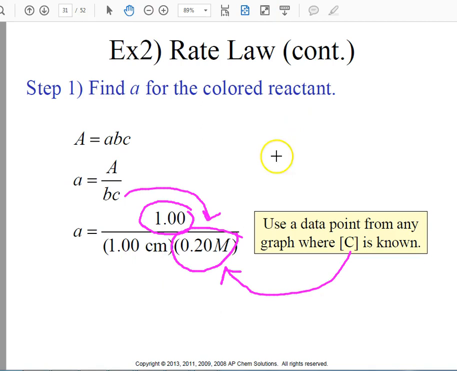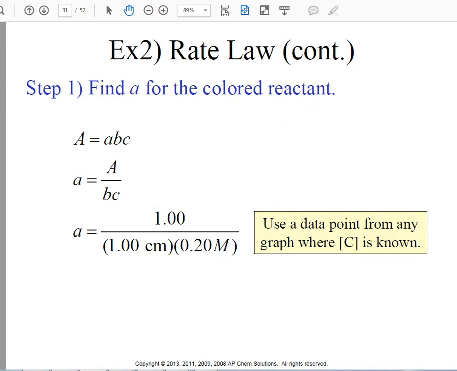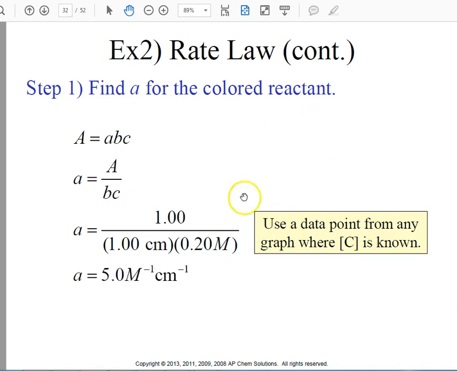We could also use the information from the beginning of experiment 1. And at that point, our absorbance was 0.5, if you look at that graph. And our concentration for C was 0.1. And then our path length would have still been 1 centimeter. All right? So we can calculate our little a value there. And we find that it's 5, in units of 1 over molarity times centimeters, or molarity to the negative 1, centimeters to the negative 1. Absorbance has no unit.